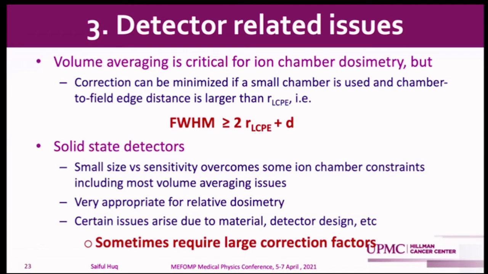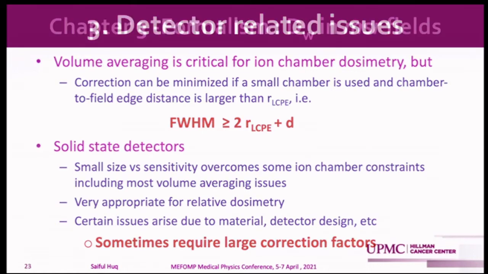Then there are solid state detectors. We use diodes, for example, in the clinic all the time. And there are many advantages of these. These are detectors that have a mass density much higher than that of an air-filled ionization chamber, and that allows the volume of the detector to be small. It allows for a much larger signal to noise ratio, high spatial resolution, and it minimizes the partial volume effects. So they're very appropriate for small field dosimetry. But there are again some issues that arise in relation to their intrinsic material and design, and because of those, for the smallest field sizes, they sometimes require considerable correction factors.